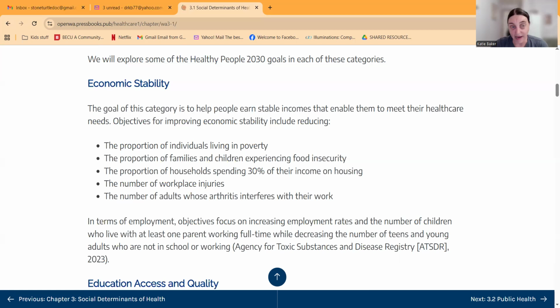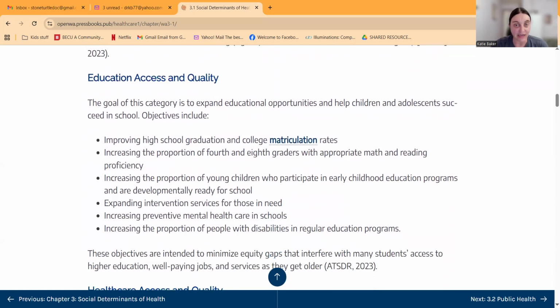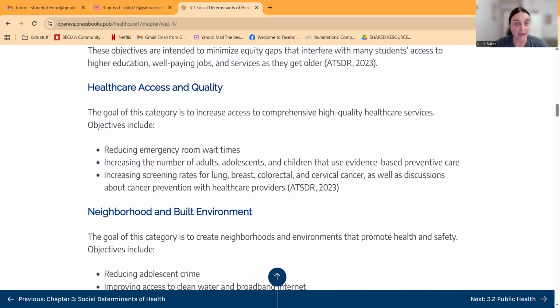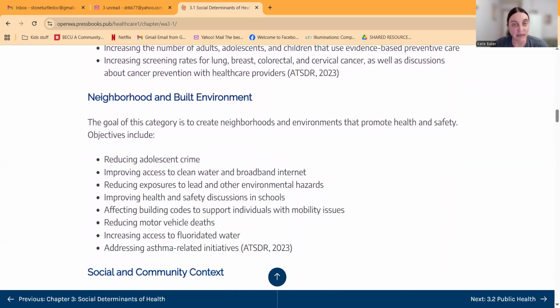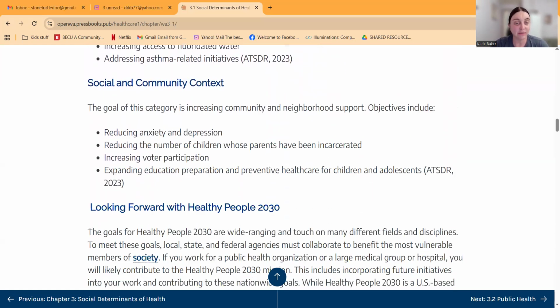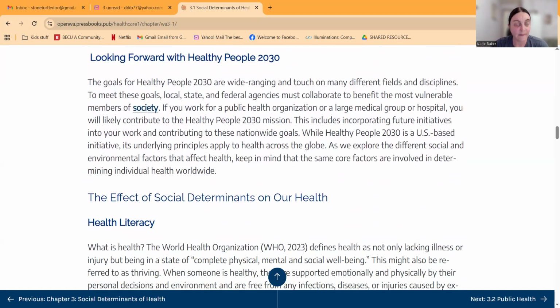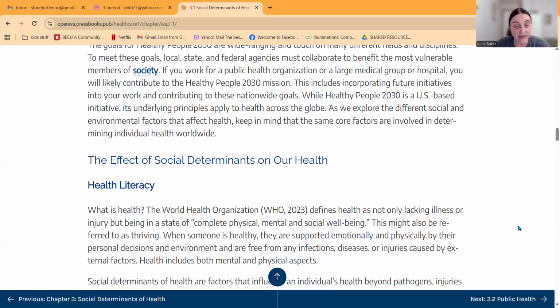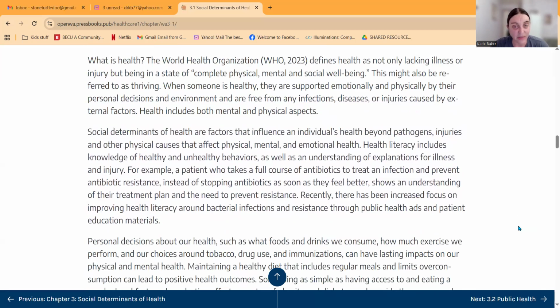We're talking about things like economic stability, education access and quality, healthcare access and quality, neighborhood and built environment, which also looks at environmental exposures, social and community context, and then goals moving forward with Healthy People 2030. So when we talk about social determinants of health, one of the primary things we want our students to understand is health literacy. So what is health as opposed to absence of illness? What are the social determinants of health, and how can personal choices affect our health?